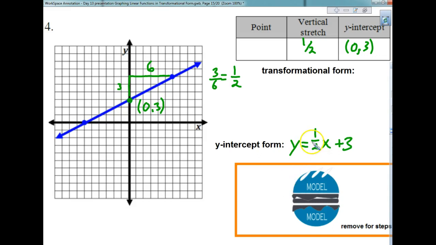What's that? Yeah, so let's pick a point. What point do we want to use? Like right here. So this one is (6, 6). All right. So what would the transformational form be with +6, +6? Yep, perfect. y - 6 equals 1/2, and in parentheses, x - 6.